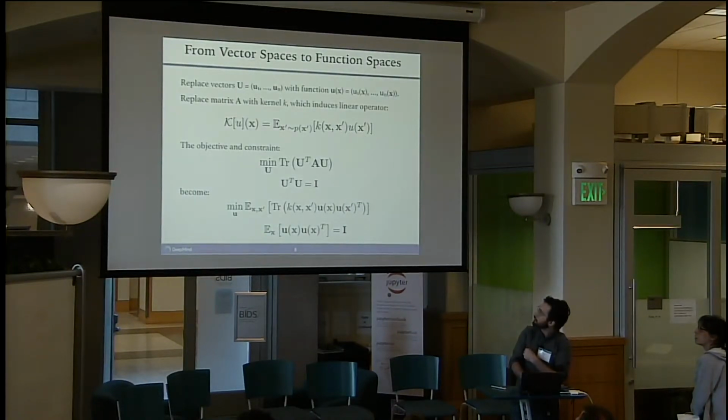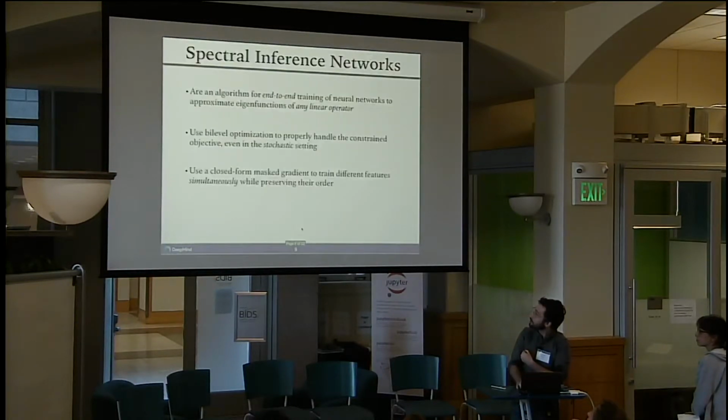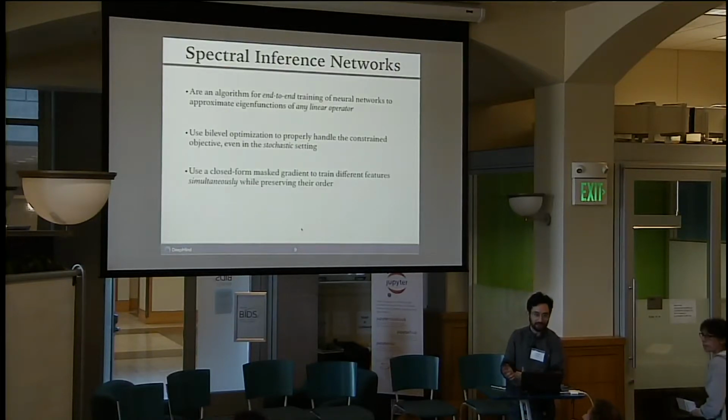And so just replacing all of the sums in this quadratic form with expectations, our loss function takes this form here, where we're trying to minimize the trace of this matrix that is an expectation over pairs of data points, under the constraint that our features are uncorrelated. So the idea here is that we're just going to drop in some neural network for U and minimize this quadratic form under the constraint that our features are uncorrelated. Spectral inference networks are an algorithm for solving this. It's an algorithm for end-to-end learning of the eigenfunctions of any linear operator.